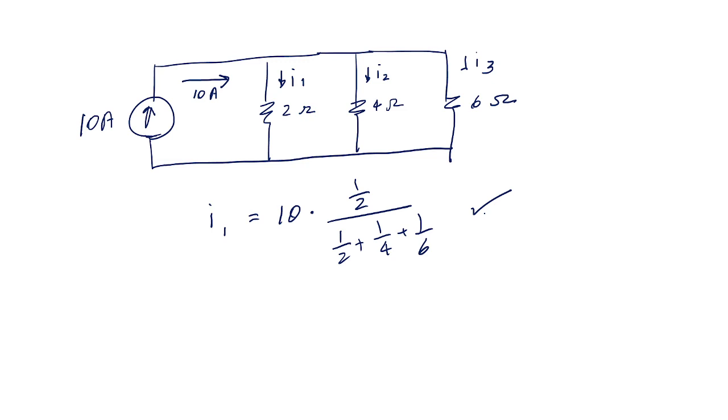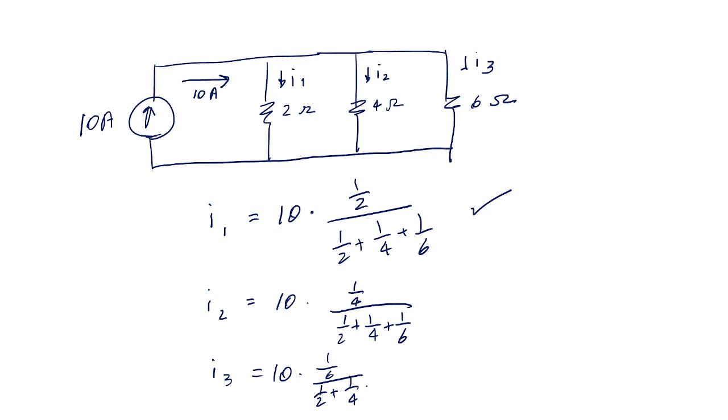And we can compute I2 in a similar way. I2 is 10 times 1 by 4 ohm divided by 1 by 2 plus 1 by 4 plus 1 by 6. And also we can compute I3 by 10 times 1 over 6 divided by 1 over 2 plus 1 over 4 plus 1 over 6. We can compute I1, I2, I3 directly, without solving for the total resistance. We don't need to merge the resistances and compute the voltage.